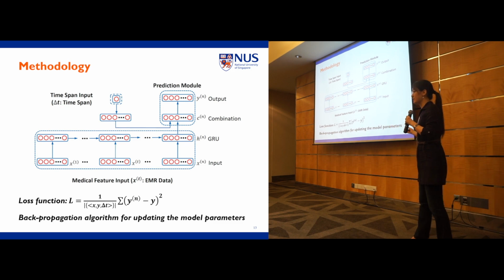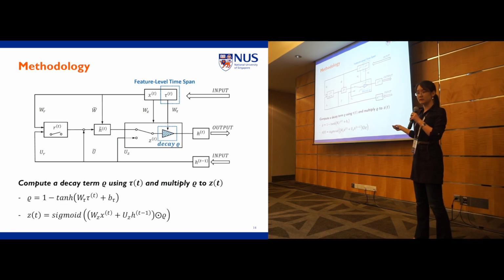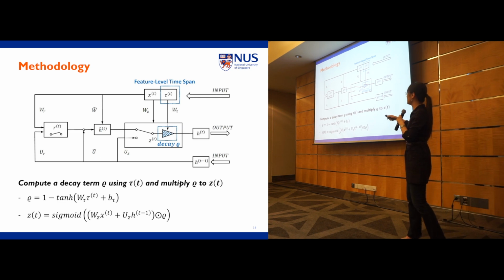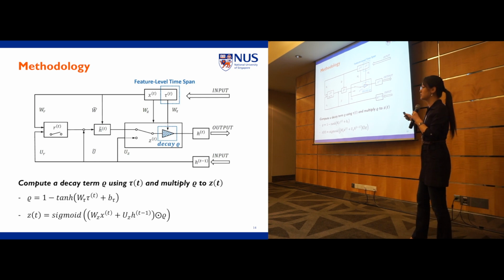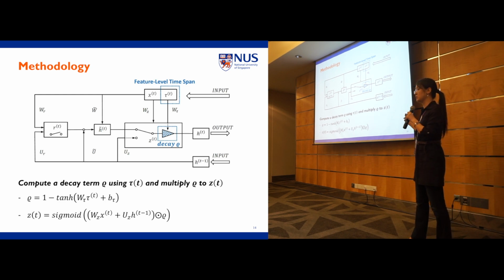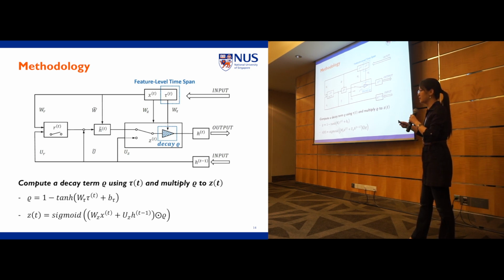However, this model cannot capture the feature level irregularity as we discussed before. Therefore, we propose our adapted gated recurrent unit shown in this figure to handle the feature level irregularity. Specifically, we will compute a decay term rho here using the feature level time span information and multiply this decay term to the update gate Z_t, which can trade off between the previous hidden state and the temporal hidden state when we're computing the current hidden state.